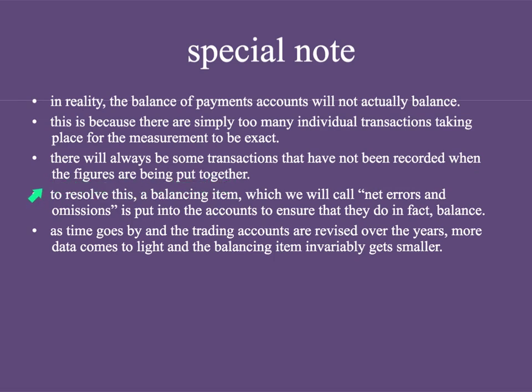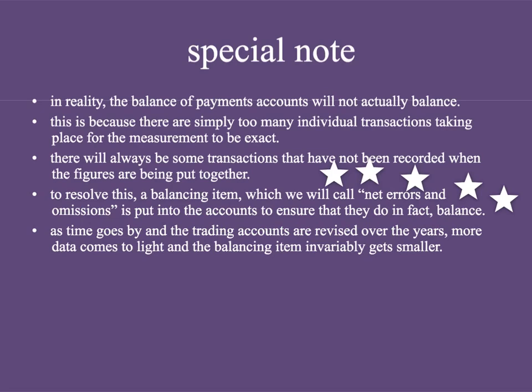To resolve this, economists are cool, man. A balancing item, which we'll call net errors and omissions, is put into accounts to ensure that they do, in fact, balance. So if they don't really balance, then you just go ahead and say, hey, no, they balance. They really do balance. We'll just call it net errors. We don't know what the errors are, but let's just call them net errors, and we'll give them 5 stars, because ultimately, they really do balance out.